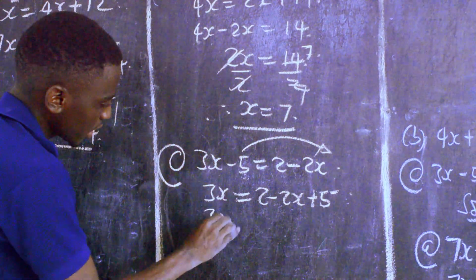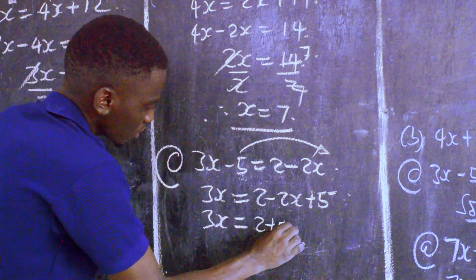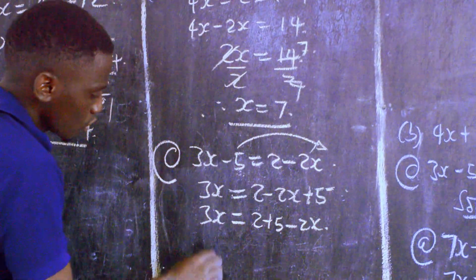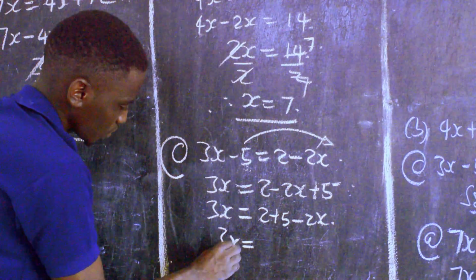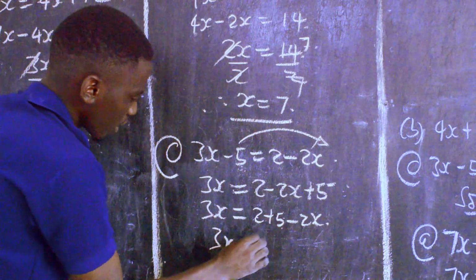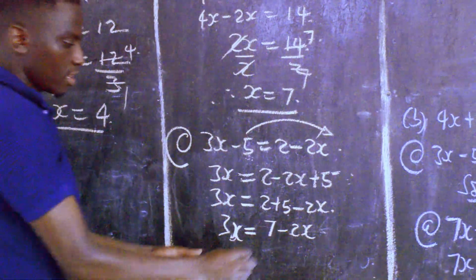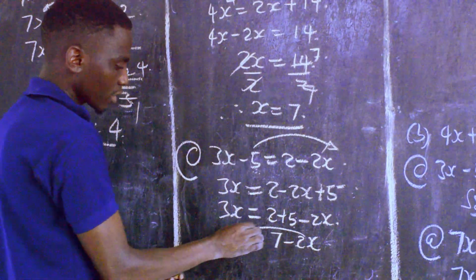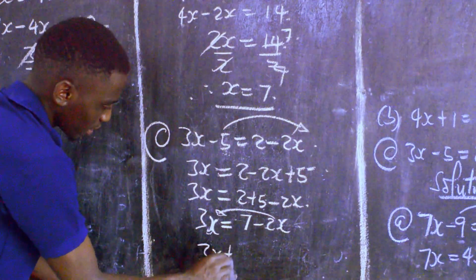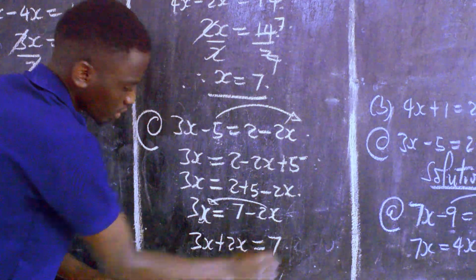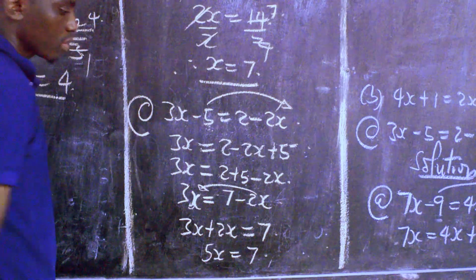So you will have 3x will be equal to, here you rearrange, 2 plus 5 then minus 2x. So we have 3x will be equal to 2 plus 5, you get 7 minus 2x. But 2x here is negative. So once it comes on this side, it becomes a positive. So you will have 3x plus 2x will be equal to 7. 3x plus 2x here you get 5x will be equal to 7.